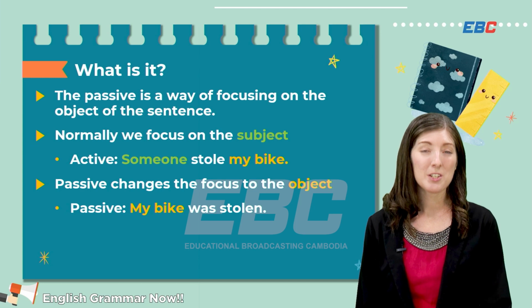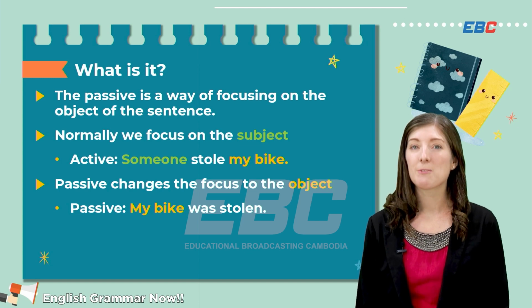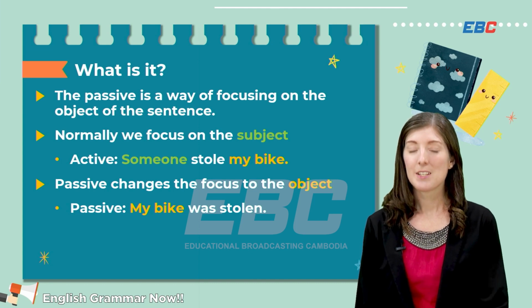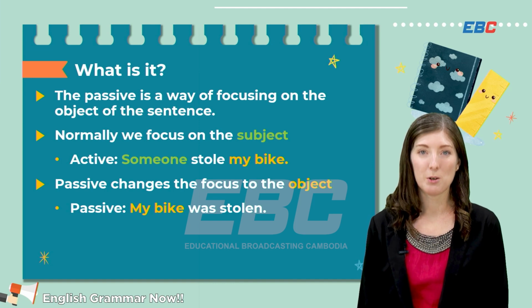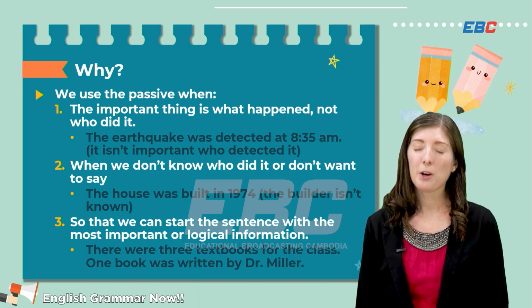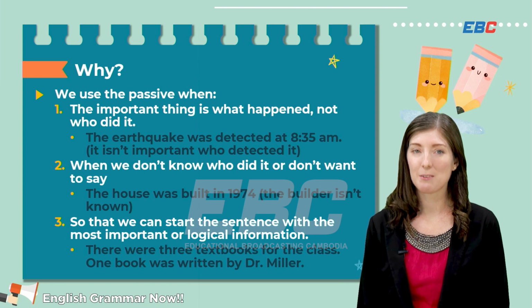But now we're going to change things and take a look at the passive. When we change a sentence from active into passive, we are focusing on the object. So an example sentence might be, my bike was stolen. You might be wondering, why do we need to do this? Well, there are three main reasons that we might choose to use the passive.